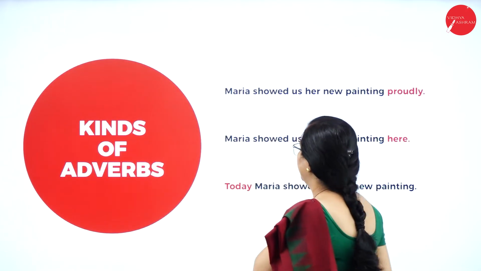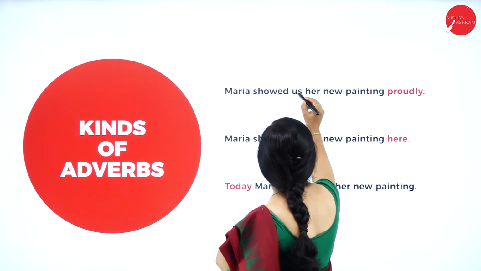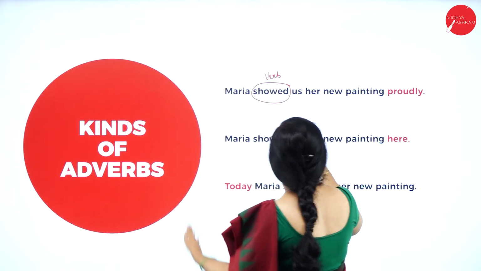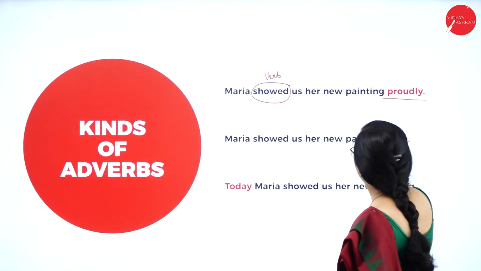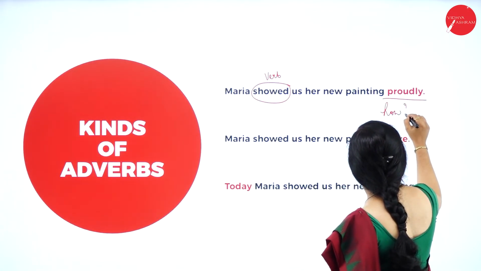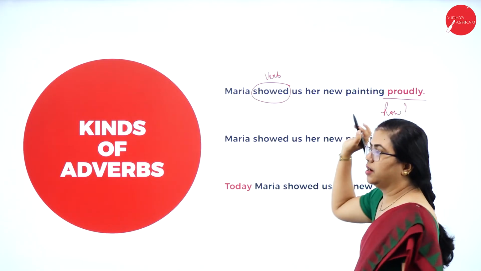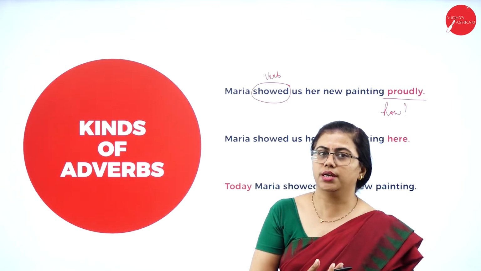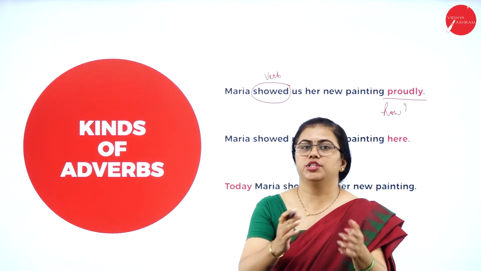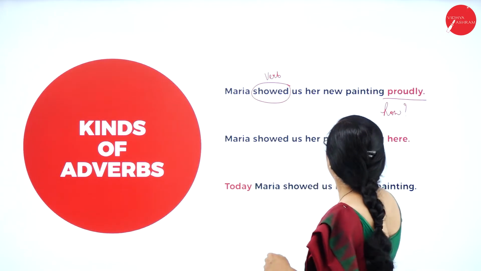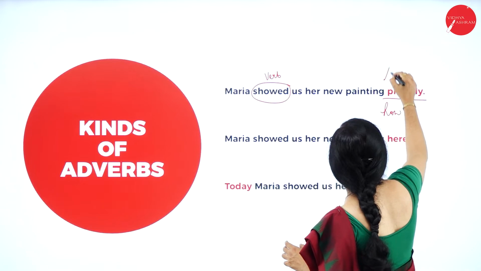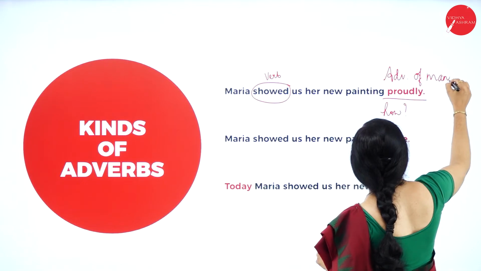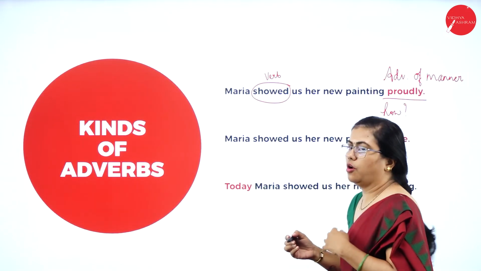In the first sentence, "Maria showed us her painting proudly." So here showed is the verb. How did she show her painting? She showed it proudly. So this is an adverb here, and it is telling us in what way she has shown the painting, the manner in which she showed her painting. So this comes under adverb of manner.